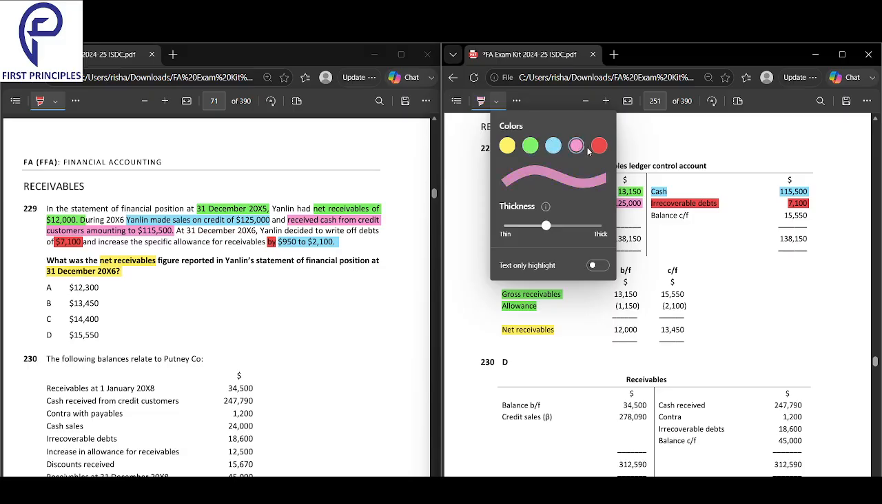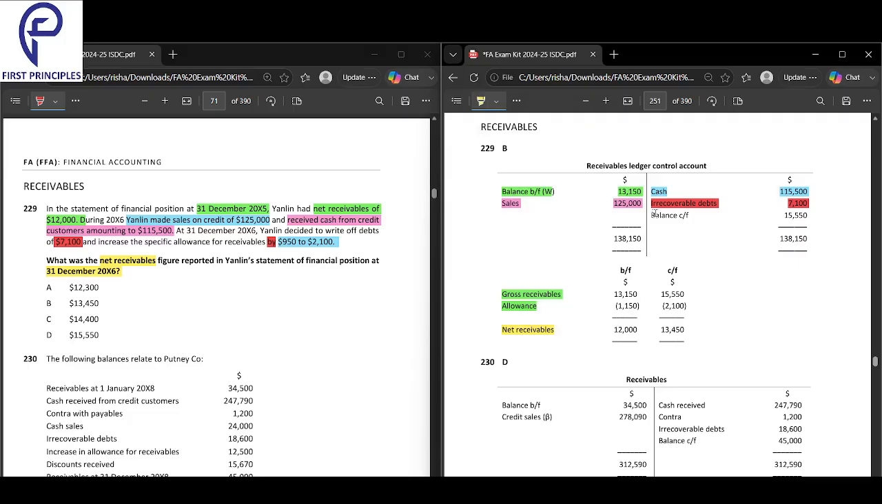This is the final answer of gross. This is my gross receivables at the end of the year. Easy. How? These two I add. Whichever side is highest, this side will be the highest, 138. Here also 138. The balancing figure I'll get is 15,500. So automatically this is my gross receivable.